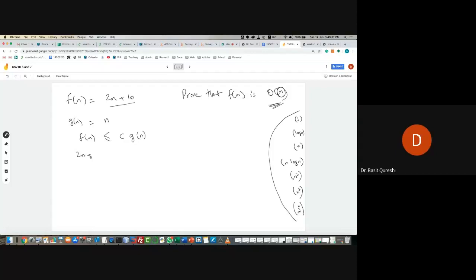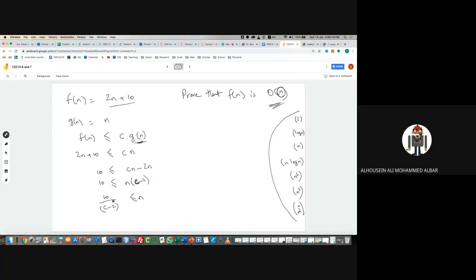We're going to get 2n plus 10 less than or equal to c times n, because g of n is n. Now we'll try to solve it for n. So 10 is less than or equal to cn minus 2n. Do you agree with this? And then n outside, we can have n times c minus 2. And if you divide both sides by c minus 2, I get this.